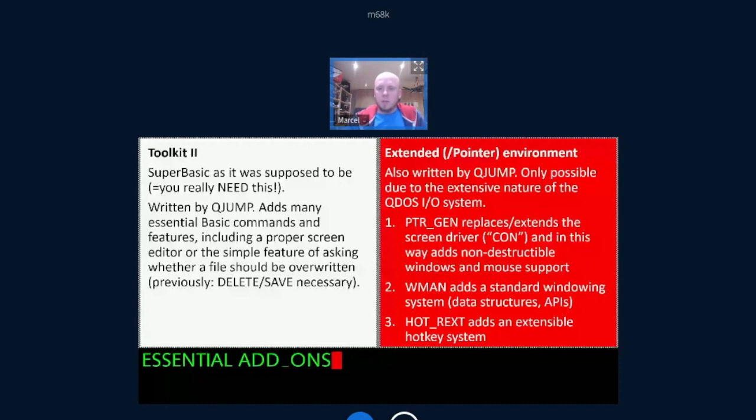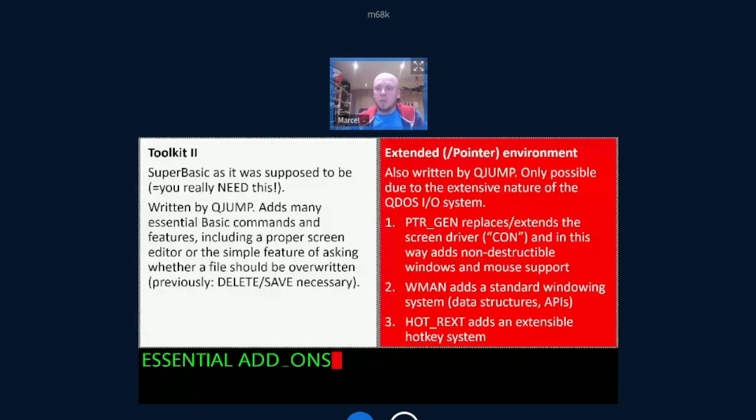There's also the so-called extended or pointer environment, which is a complete set of tools that exchange the whole screen driver of the operating system and replaces it with non-destructible windows. QDOS always had multitasking. It always had a concept of a window which you could print to or draw to or whatever. But they always were destructible. So if you switched tasks, you had to hit some key to refresh the window. And the pointer environment replaced that with a driver that actually had a back buffer for every window, which it could use to reconstruct the window. So that's the concept that was again adopted 20 years later by Mac OS or Windows.